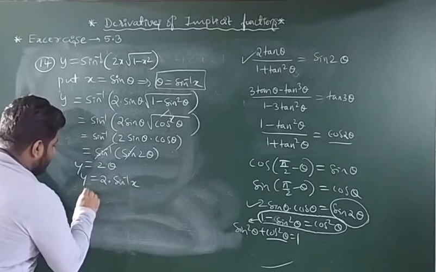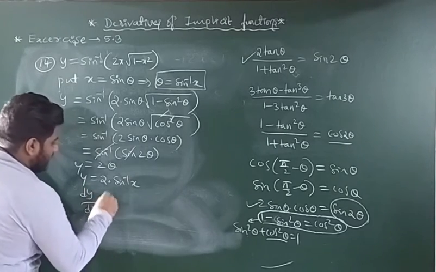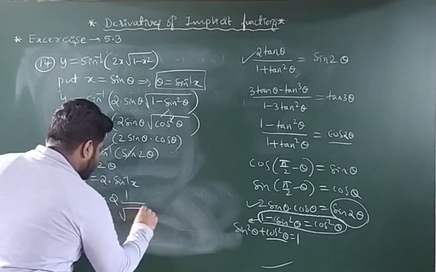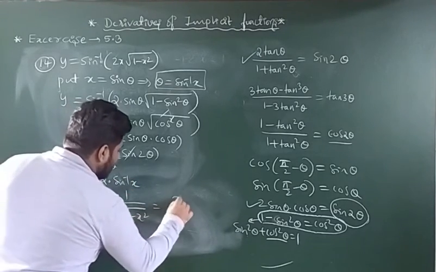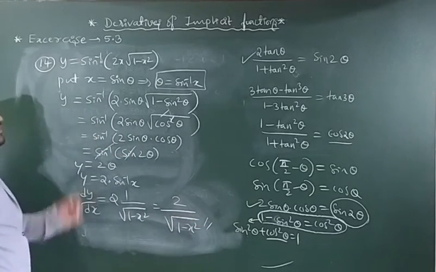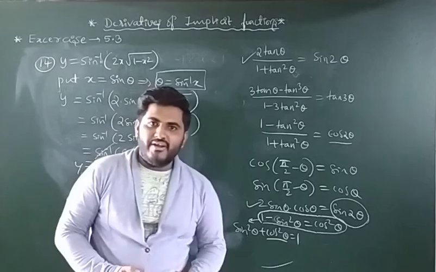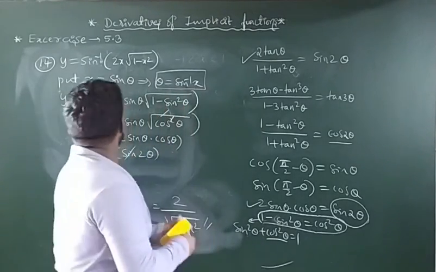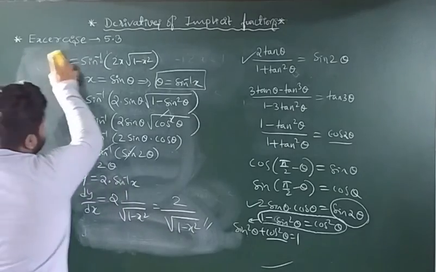So now we can differentiate. dy by dx equals the constant as it is. The differential of sine inverse x is 1 divided by square root of 1 minus x square. Nothing but 2 divided by square root of 1 minus x square is the answer for this question. I hope you understood. Now we will switch to the last problem of this exercise, question number 15.